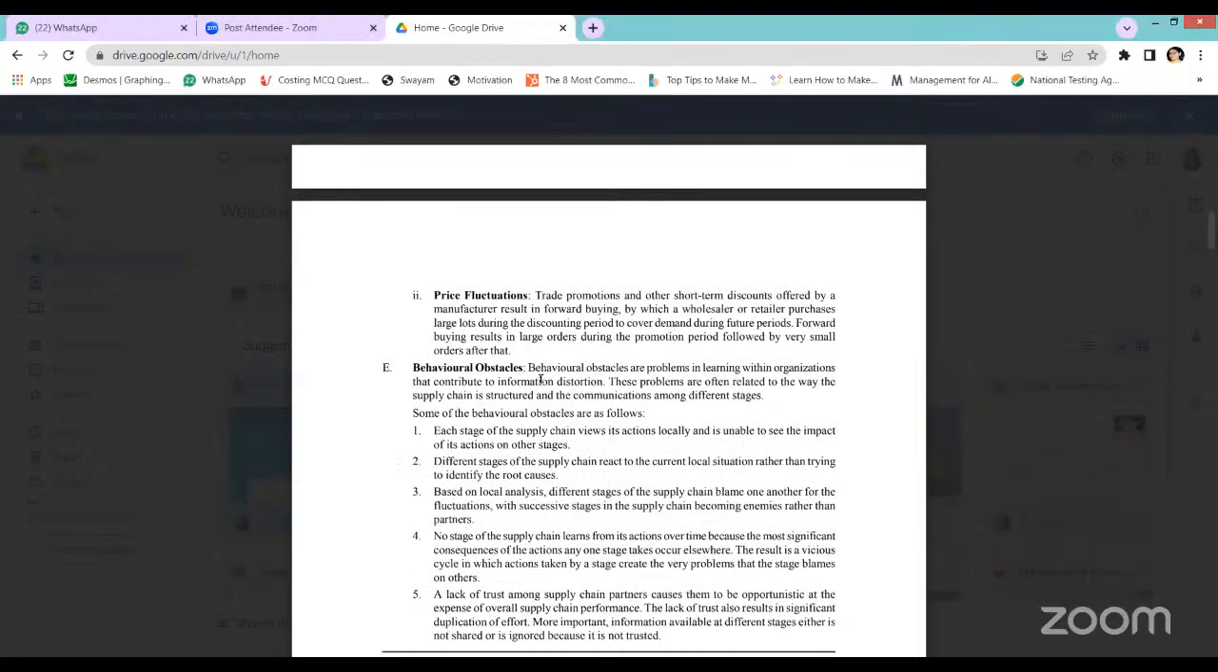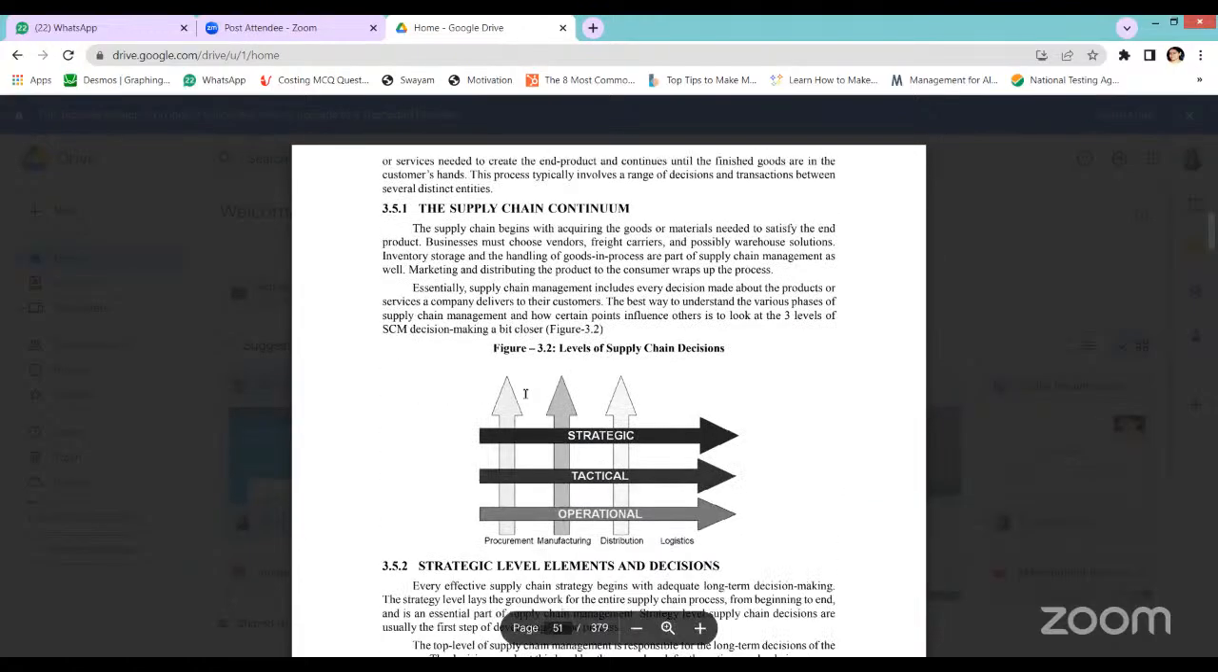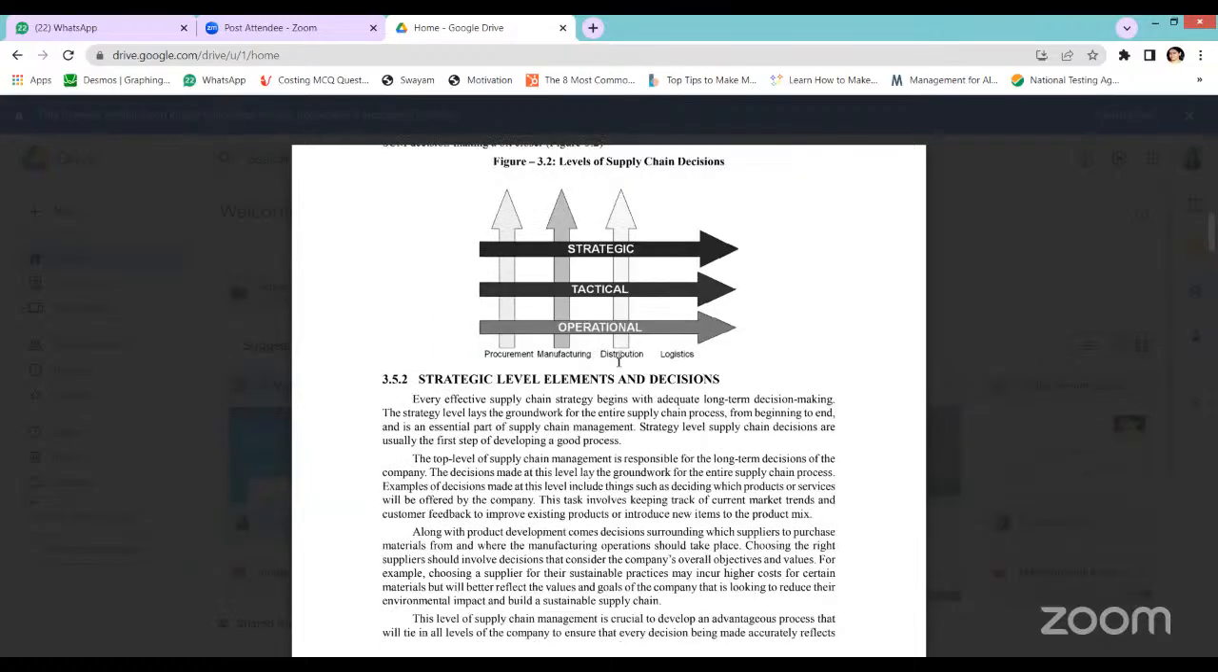The next one is understanding levels of the supply chain. This is the supply chain continuum. If you understand, you can write it as strategic, tactical, operational, and at every level, all these three will be there: procurement stage, manufacturing stage, distribution, and logistics.